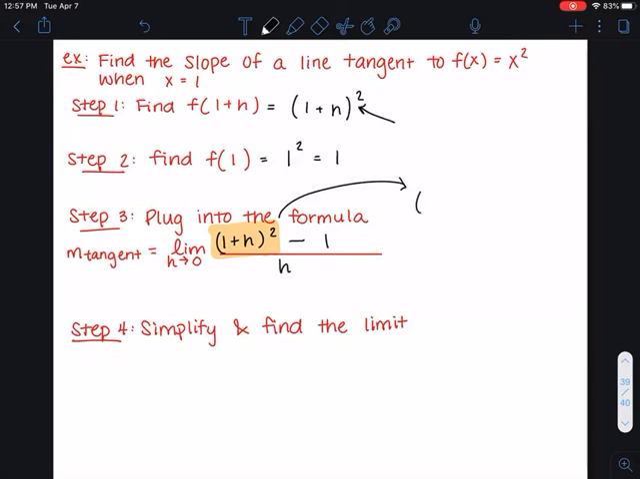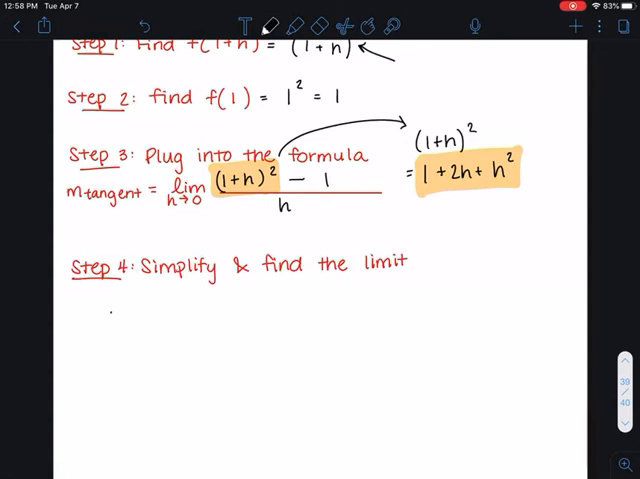So let's first simplify 1 plus h squared. I'm going to pull that to the side right here. If I have 1 plus h squared, we learned how to square a binomial, so you should be able to do this part. You square the first term, square the last term, and multiply everything together. So 2 times h is 2h, times 1 is still 2h, and it's a positive 2h.